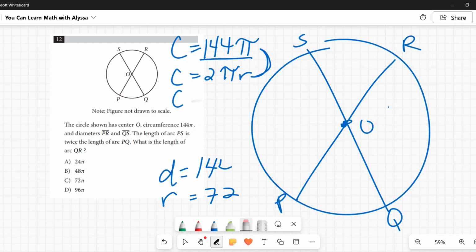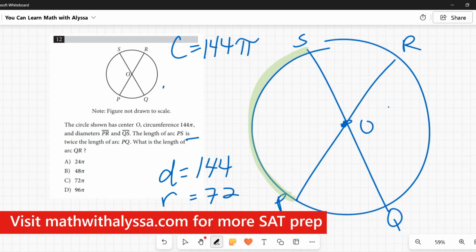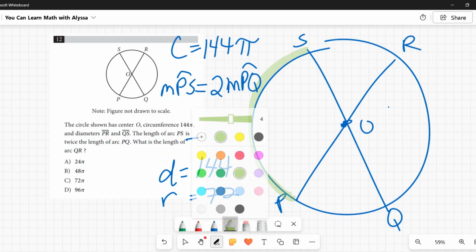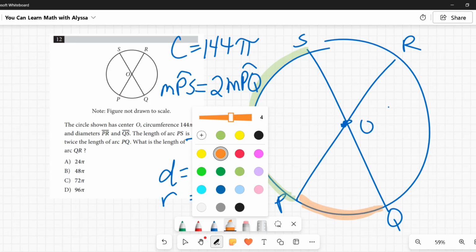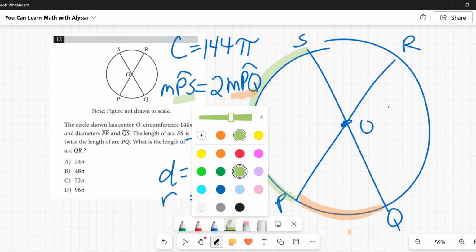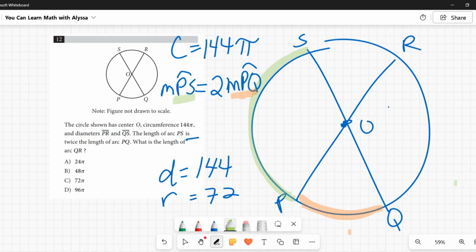All right, this is very helpful. And I know that the circumference is 144 pi. Okay, so the length of arc PS. So arc PS is this. When it says "is," that's our cue that means equal. So the length, or the measure, of arc PS is twice the length of the measure of arc PQ. Okay, so I'm going to put PQ in a different color. So the measure of PQ, measure of PS.